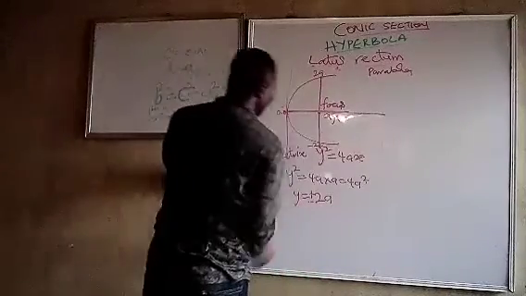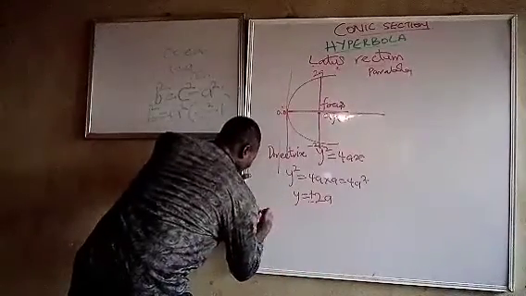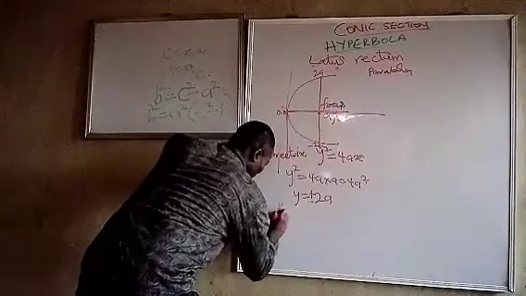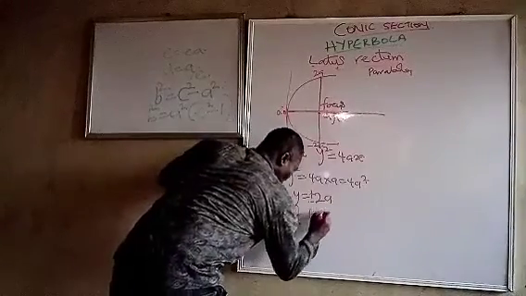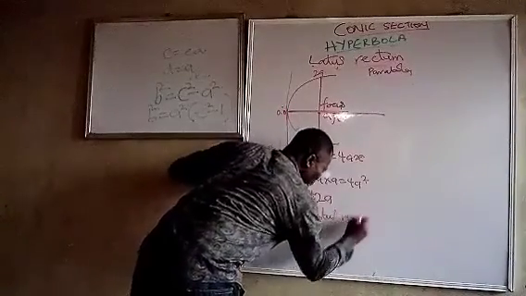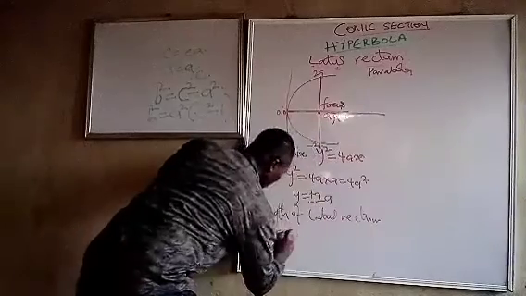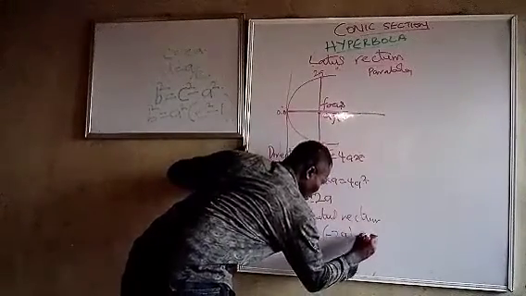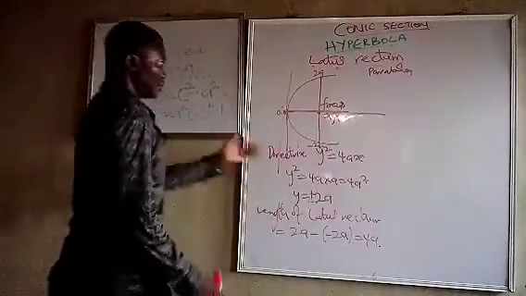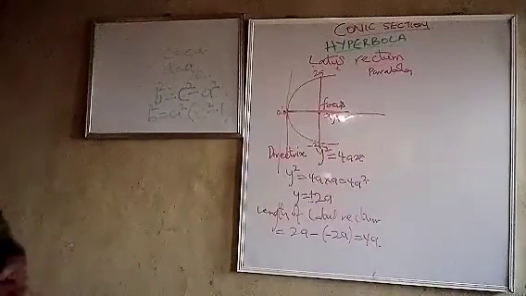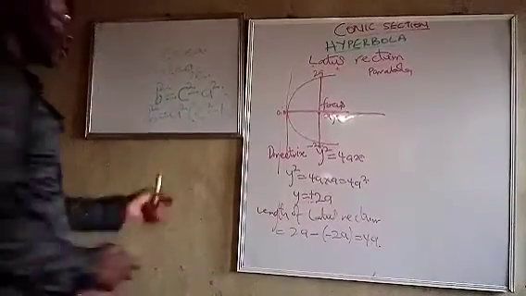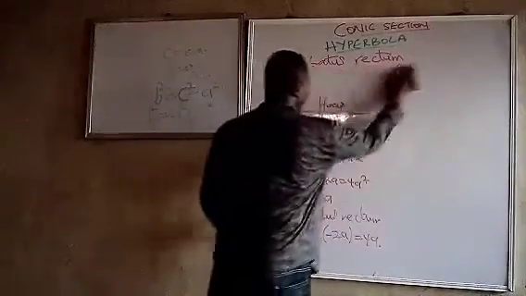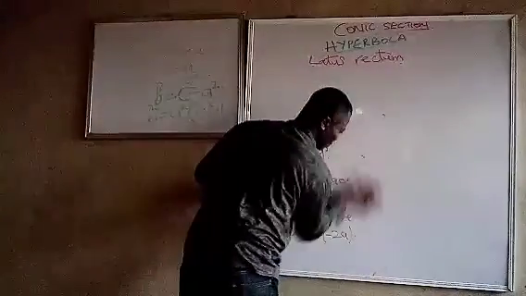So what is the length of this? The length of the lattice vector is equal to 2a minus (minus 2a), which equals 4a. All these things I'm just telling you because it's very easy to derive. Now let's look at that of the ellipse.